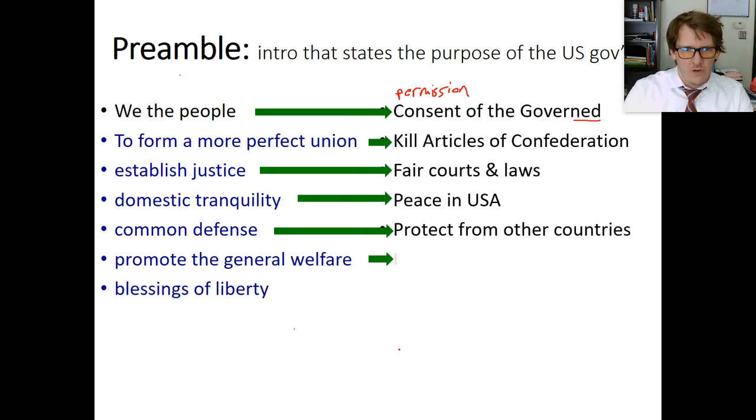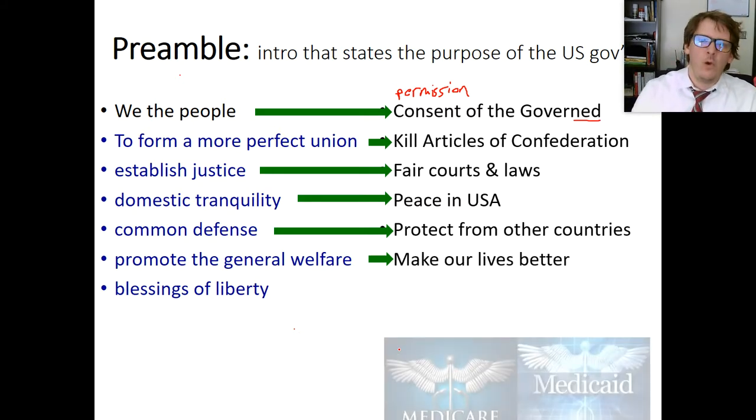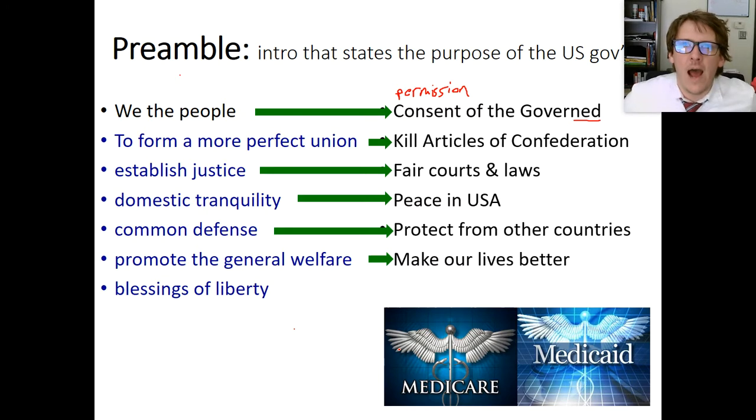Promote the general welfare. So just make our lives better. We are giving the government the right and the power to do things that help us live better lives. That could be build schools. That could be build roads. That could be build railroads. That could also be, hey, how about you give health care to the elderly? Or we give the government the power to make rules that give health care to low-income families, or give supplemental nutrition assistance programs to families in need.